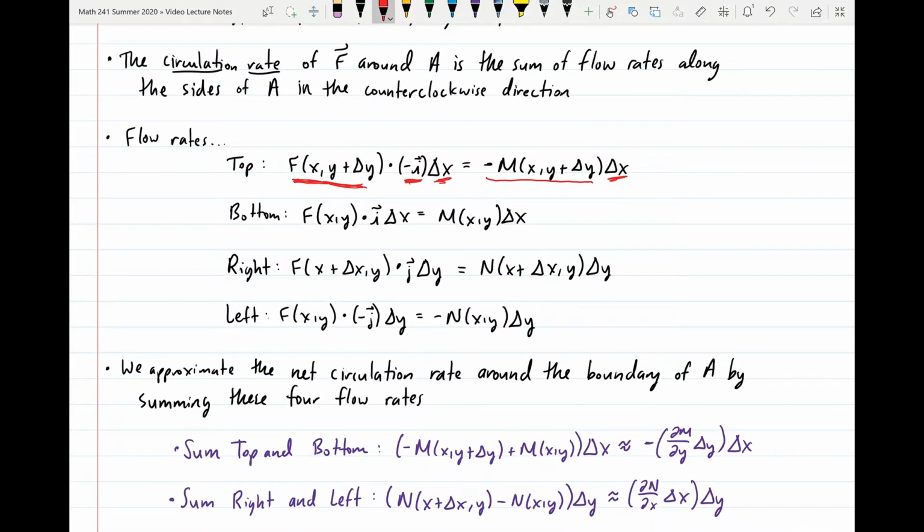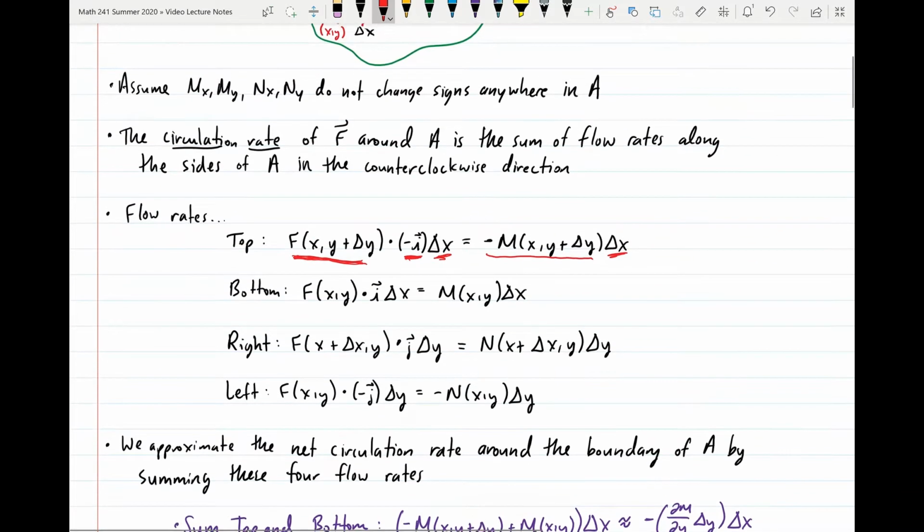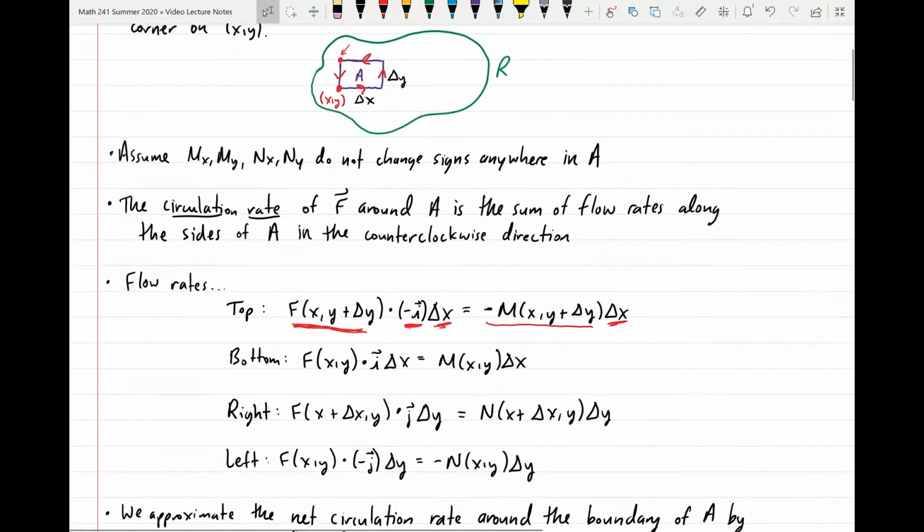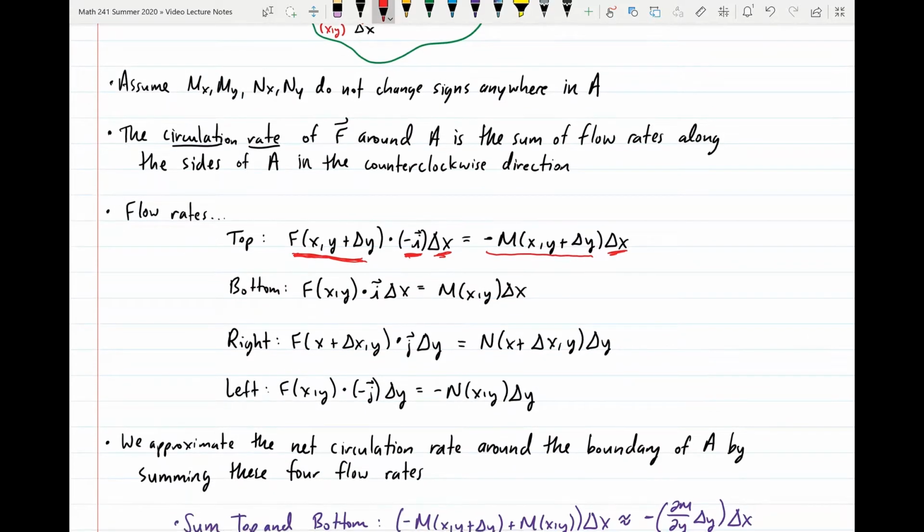And the expressions for the bottom side, the right side, and the left side are all similarly derived here. So for the bottom, we have f of x, y. So we're looking at the point x, y this time, dot i, because on the bottom we're moving directly to the right, times delta x, which is the length of that bottom side. And this will equal m of x, y times delta x.